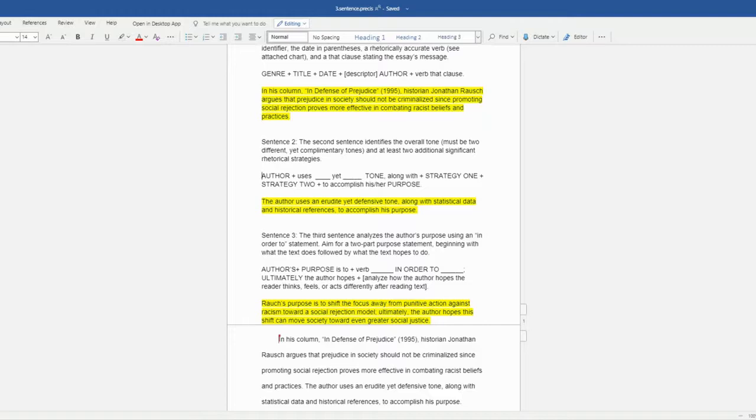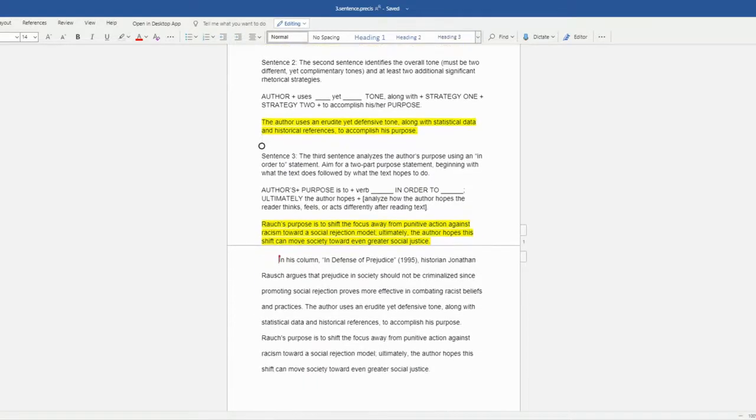It's very formulaic. You say author uses, just plug in the tones along with, name the strategies, and literally repeat to accomplish his or her purpose. So it looks like this. The author uses an erudite yet defensive tone, along with statistical data and historical references to accomplish his purpose.